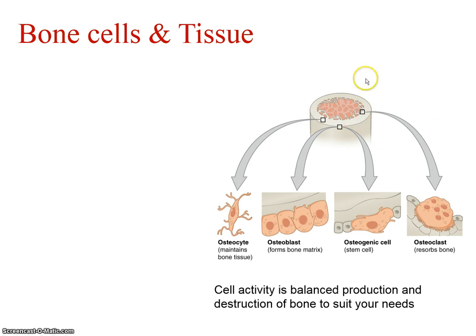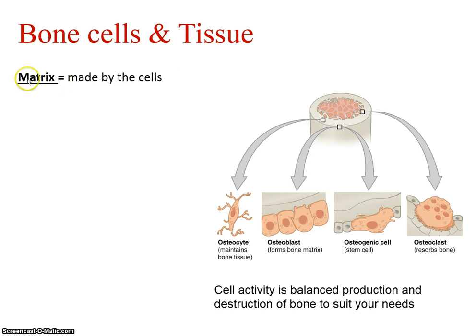So you're always building out, but also taking from the inside, and that helps to maintain this ratio of compact osseous bone to marrow, and again, make sure that bone is functional and doesn't get too heavy. I say here that cell activity is balanced. Production and destruction of bone is there to suit your needs. So your biggest need is going to be for blood calcium levels, and in that case, these guys will become very active, and we'll see how that happens in this chapter.